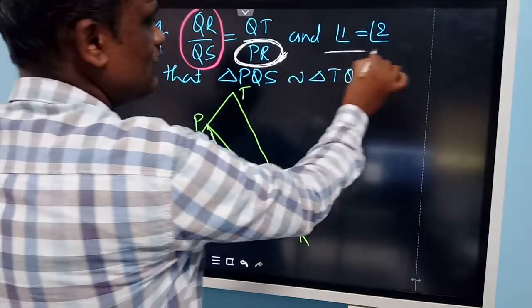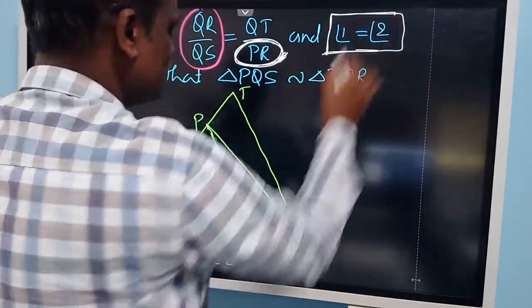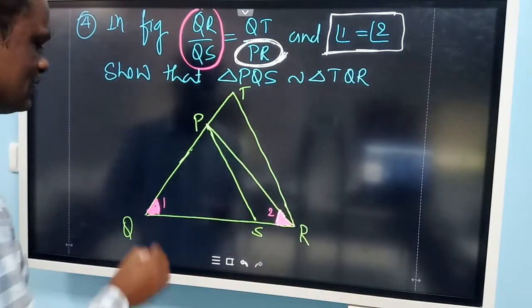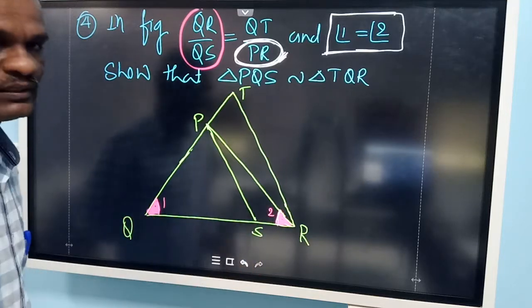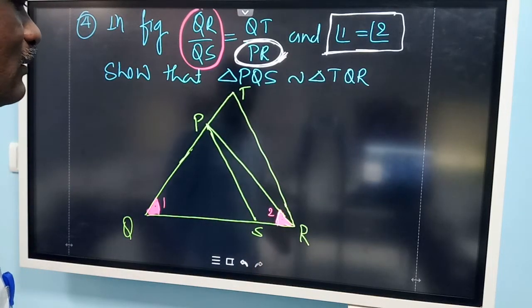Come to the next data. We have angle 1 is equal to angle 2. Something you can use from this. Angle 1 is equal to angle 2, so these two angles are equal. What can you write from this?